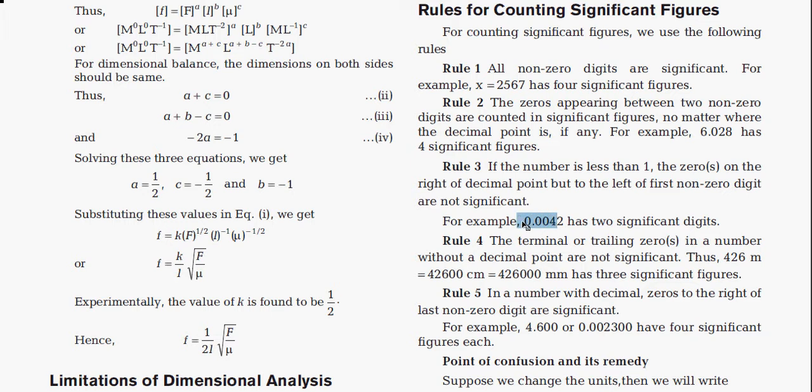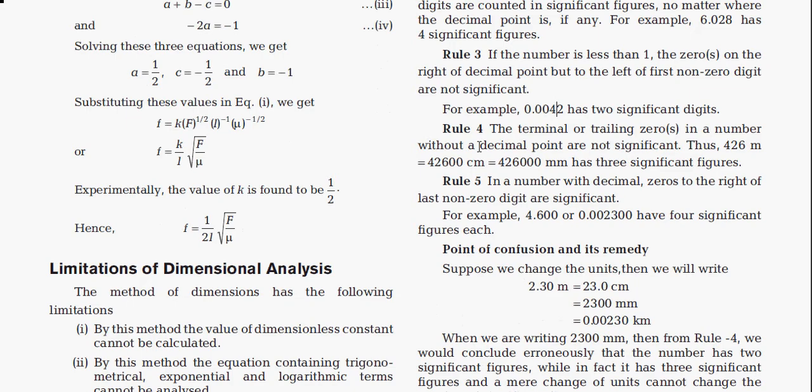So here the significant figures will be 4 and 2 only. Let's see one more example, for 0.032, we will not consider the 0 at this point because the 3 is coming as the first non-zero digit, so we'll consider 3 and 2 as the significant digits only. So the value will be 3 and 2. Let's talk about the 4th rule.